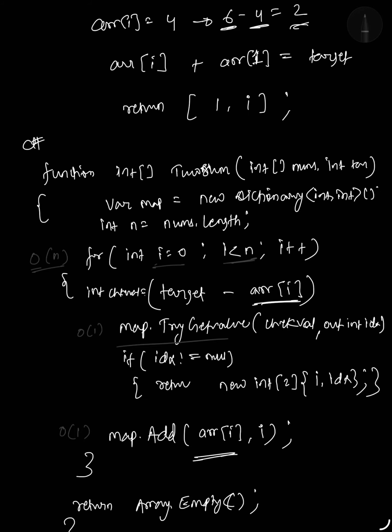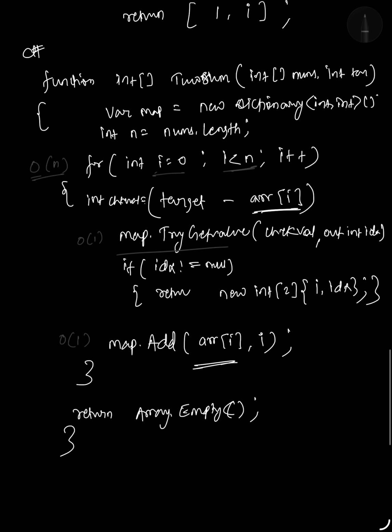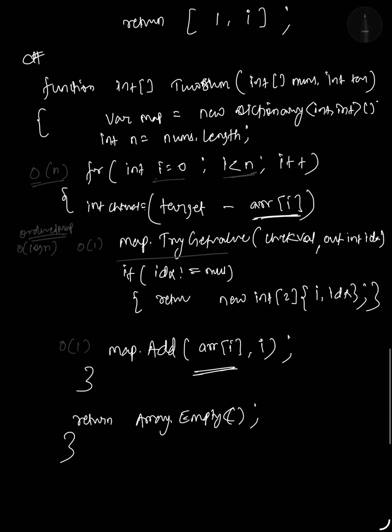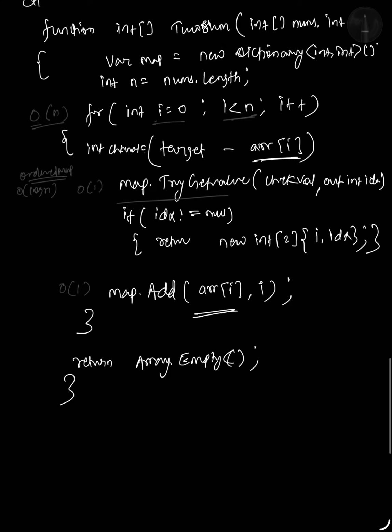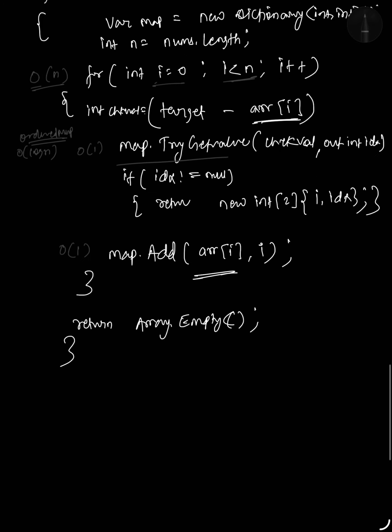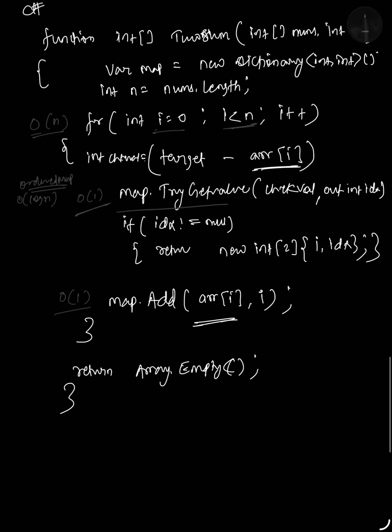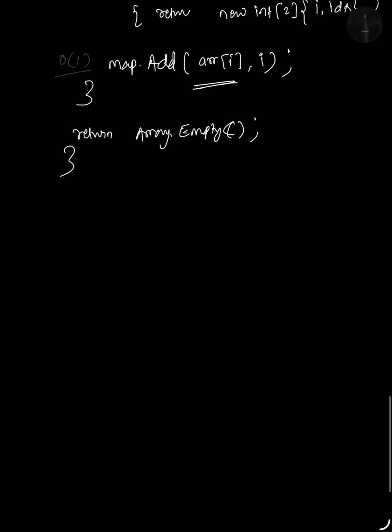If it is an ordered map, definitely these operations will be O of log n. Okay, so we don't have to use an ordered map because that is not at all required for this particular use case. We just want to store the key value pairs. We don't want them to be in any sorted order. So this can be O of 1 for our case. And total time complexity, we are going to have O of n in worst case.